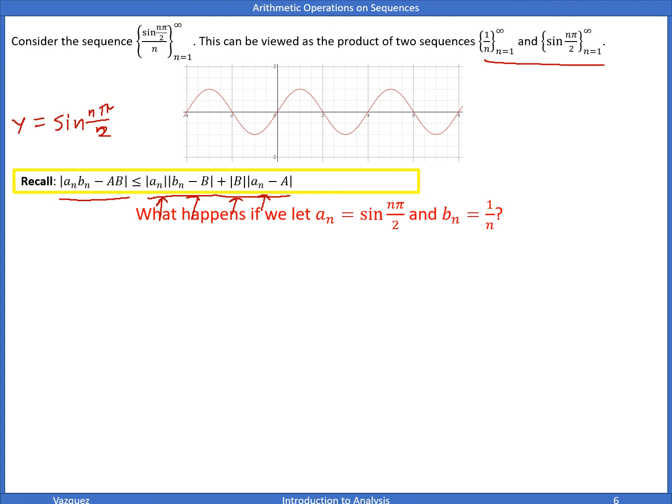But what happens if we let an, in this case, be the sequence sine n pi over 2 and bn be 1 over n? Well, in this case, even though this sequence sine n pi over 2 doesn't converge, right? It doesn't converge to any number. If we were to draw the points of the sequence, it doesn't converge. But what do we notice? That it is bounded, right?